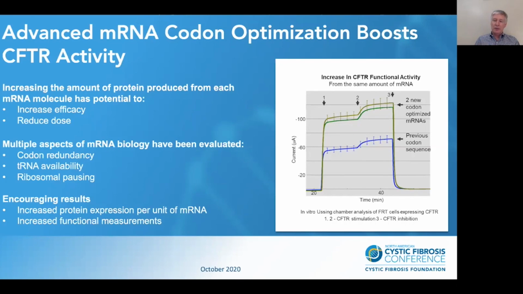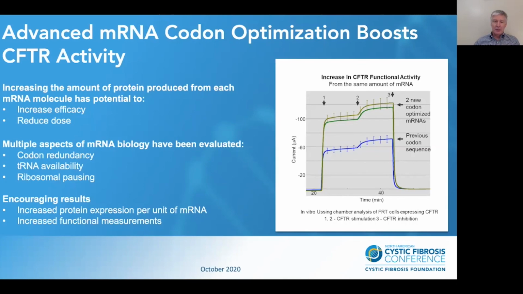So this is how we've taken one of our mRNAs, and here we're looking at the functional outcome from that protein. This is an Ussing chamber analysis of chloride flow across a membrane of FRT cells. And you can see the blue line, that's our previous codon sequence and the level of current that we can achieve through that. But we see this increase in current with, in this case, showing 2 of our new codon optimized mRNAs. So this could mean either delivering less RNA to achieve the same extent of chloride flow, or possibly getting more chloride flow for the same amount of RNA.